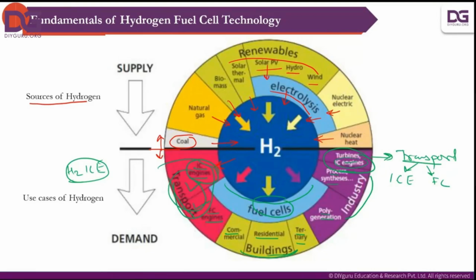So the main two technologies, and this fuel cell can also power these commercial building spaces and the industry part also. So two major technologies in hydrogen are the IC engine and the fuel cell, with which we can serve all of our categories. These are the use cases of hydrogen from where demand is there. So if we learn about the IC engine regarding hydrogen and the fuel cell, we will be able to cover all the applications of hydrogen.